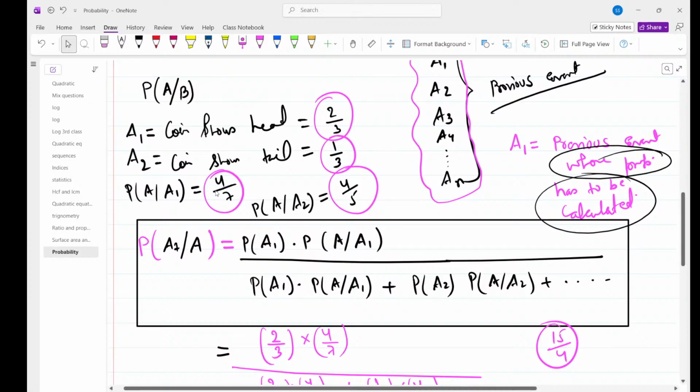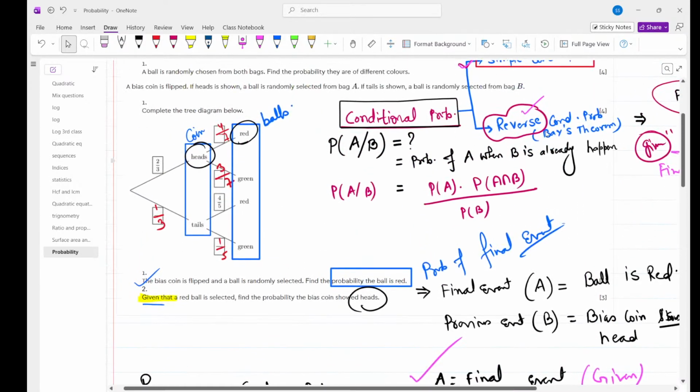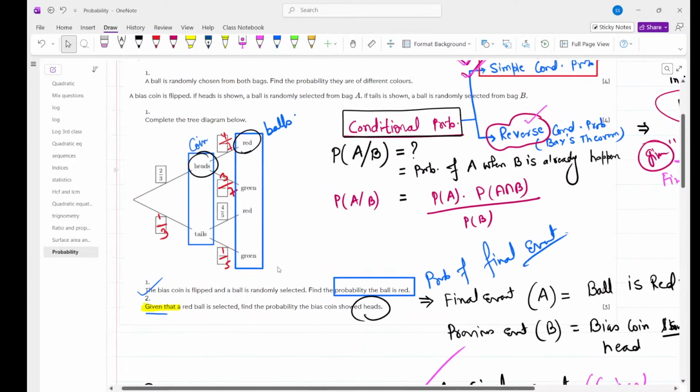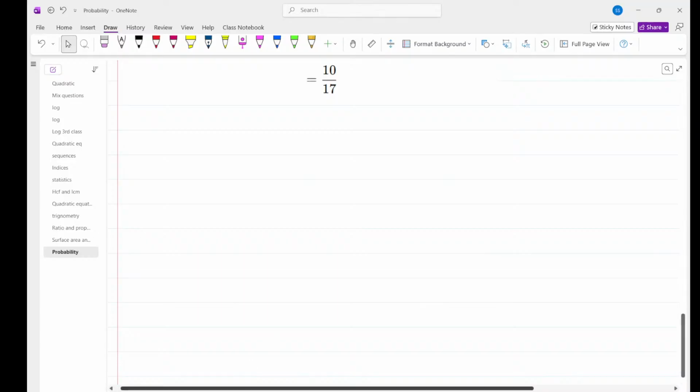Yeah, my teacher never taught me any of this. You can search it on Google. This is a standard theory, reverse conditional theory. It is also known as Bayes theorem. See, Bayes theorem, you can search it on Google. You will get this Bayes theorem.